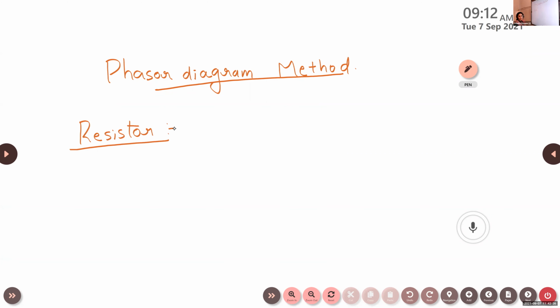In the case of resistor, what about the value of voltage? V is equal to Vm sin omega t. I is equal to Im sin omega t.